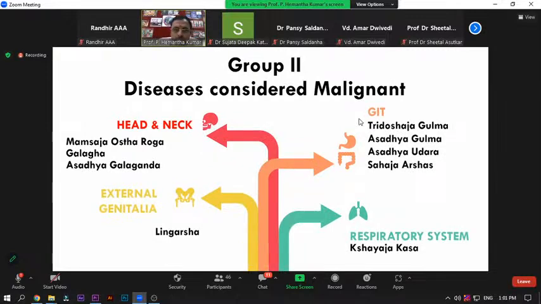And in group 2, the disease may or may not be malignant. Considering head and neck, it is scattered, mentioned in various places, like Mamsaja Osharoga, Galaga, Asadya Galaganda, and Lingarsha, and Tridosha Gulma, in the GIT, Asadya Gulma, Asadya Udara, Sahajarshas, and in the respiratory system, especially Chayajakasa. Maybe bronchogenic carcinoma also they considered as malignant.